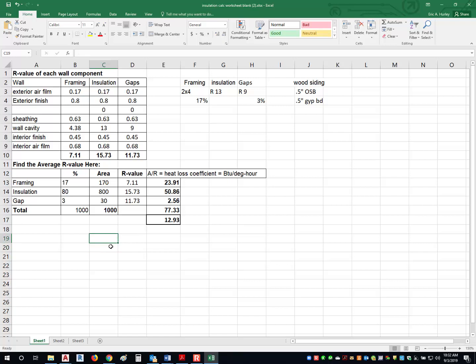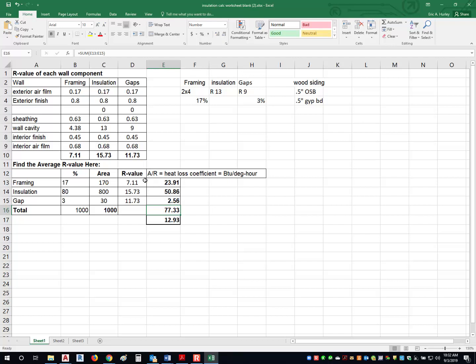All right, so it did that for all of them. 800 divided by 15.73, 30 divided by 11.73, and that's where these numbers come from. Okay. Again, this number here is going to be a sum of these top three numbers. We're going to add them all back together to end up with a 77.33.